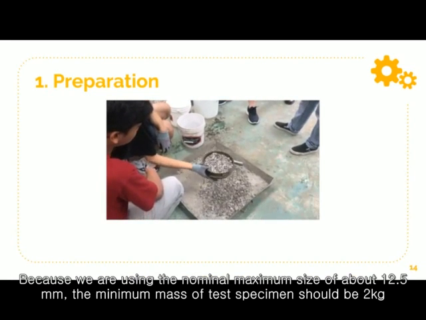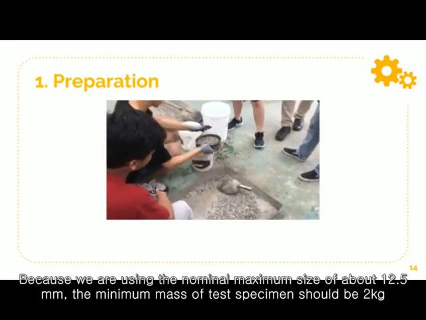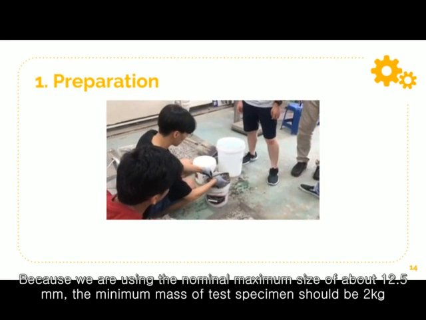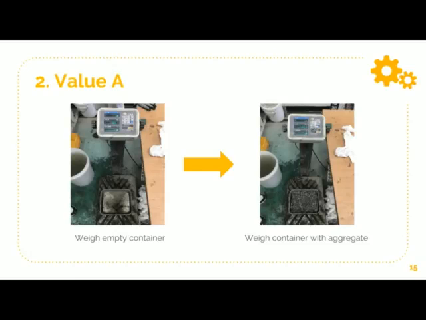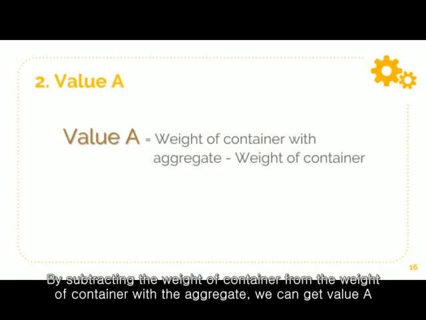As the nominal size of aggregates is 12.5 mm, the weight of the specimen should be no less than 2 kg. Next, to get the value of A, we weigh the empty container and then the container with the aggregates. By subtracting the weight of the container from the weight of the container with the aggregate, we can get the value A.